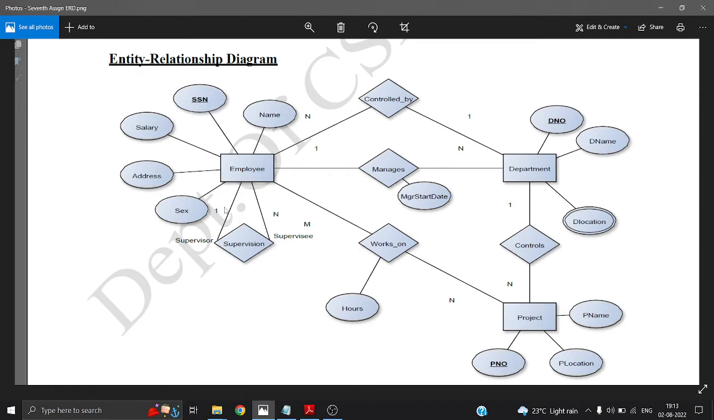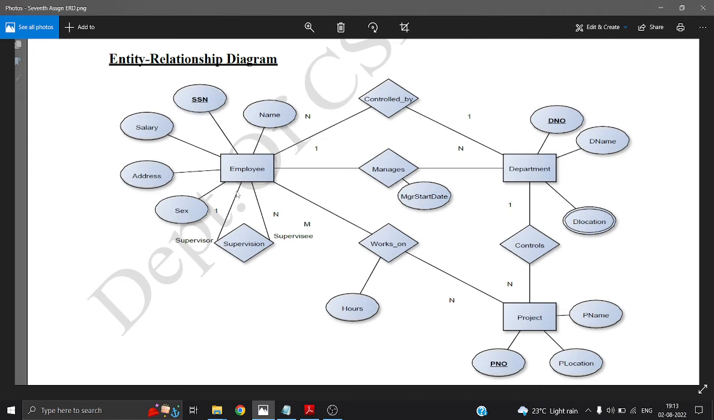One employee, that is the one supervisor, can supervise, obviously, more than one employee. But when it comes to the supervisee side, one employee cannot be supervised by more than one supervisor. That means if I am an employee, I can be supervised by only one employee. That means there is only one supervisor for me. We cannot have more than one supervisor for the same employee.